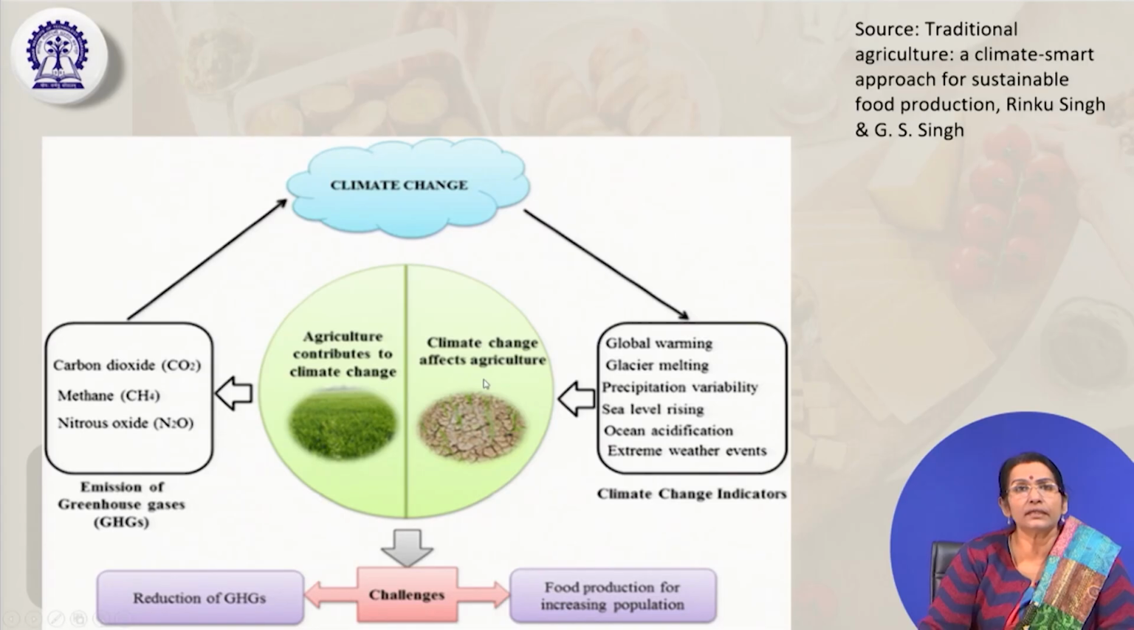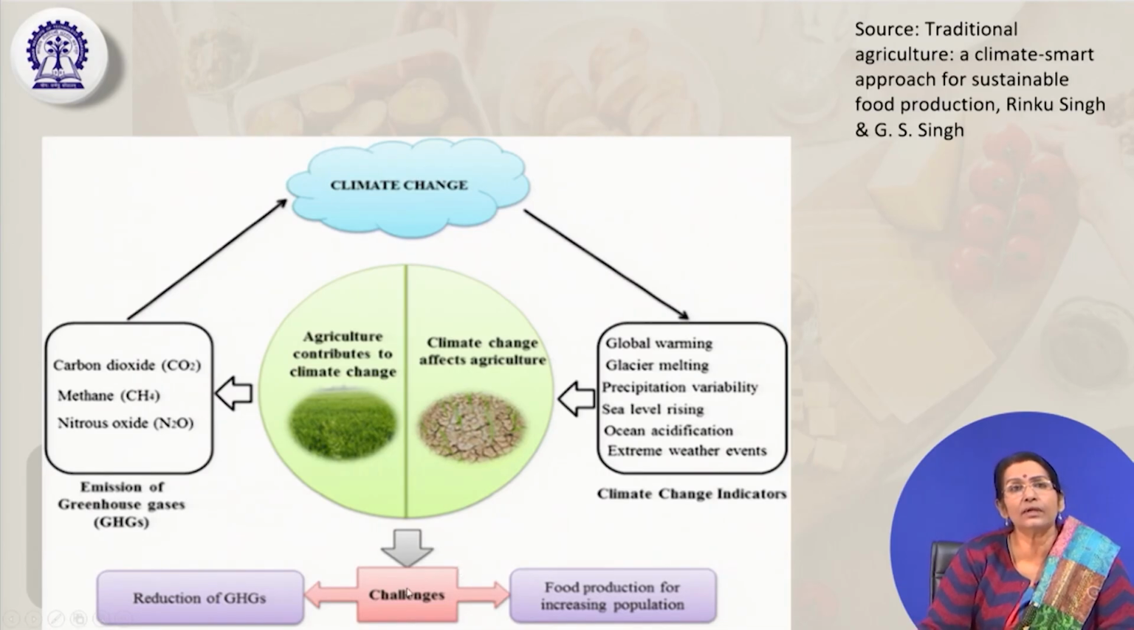So, this cycle is that climate change affects agriculture, and again agriculture also contributes something towards the environment, which again is directed towards climate change, and it has a negative impact on the environment. So, this cycle is going on.